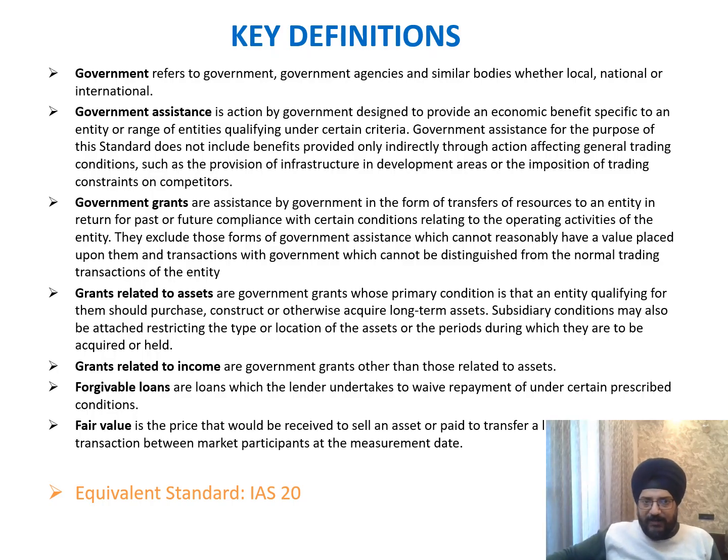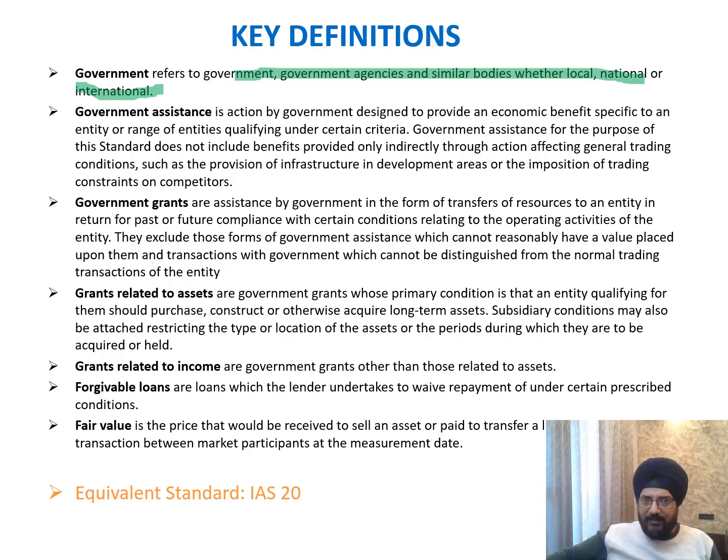Okay, so we'll spend some time in understanding some of the key definitions. When we're talking about the definition of government here, government refers to the government, government agencies, and similar bodies, whether local, national, or international. So typically, any agency which is directly related to the government, whether at the central level or at the state level, is termed as the government here.